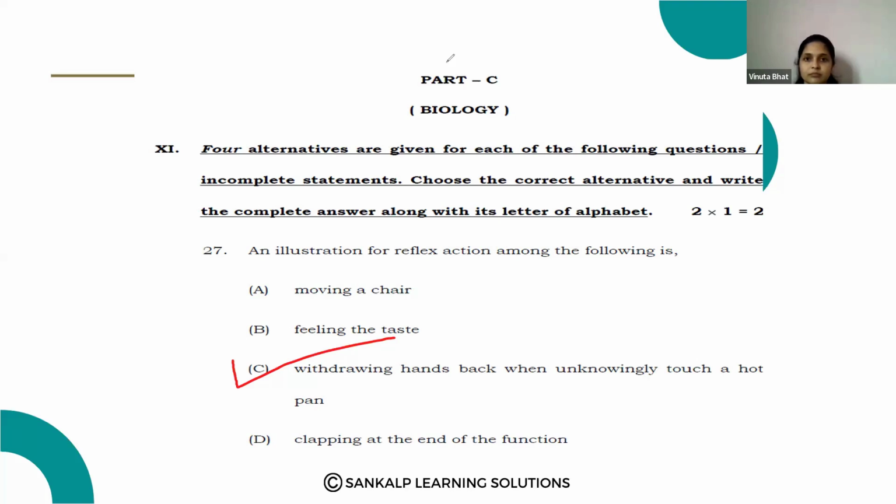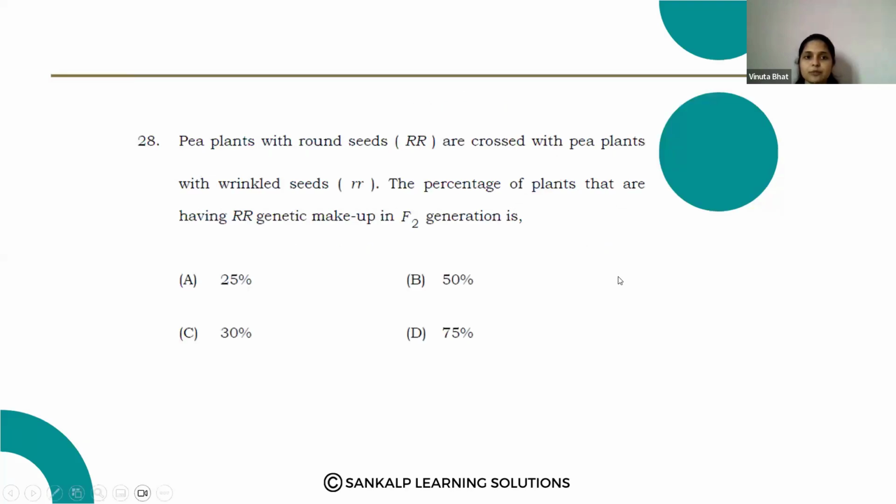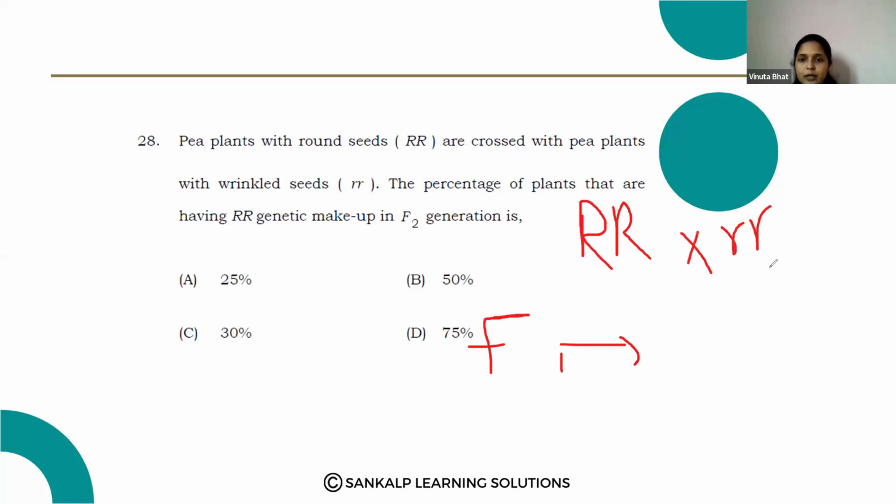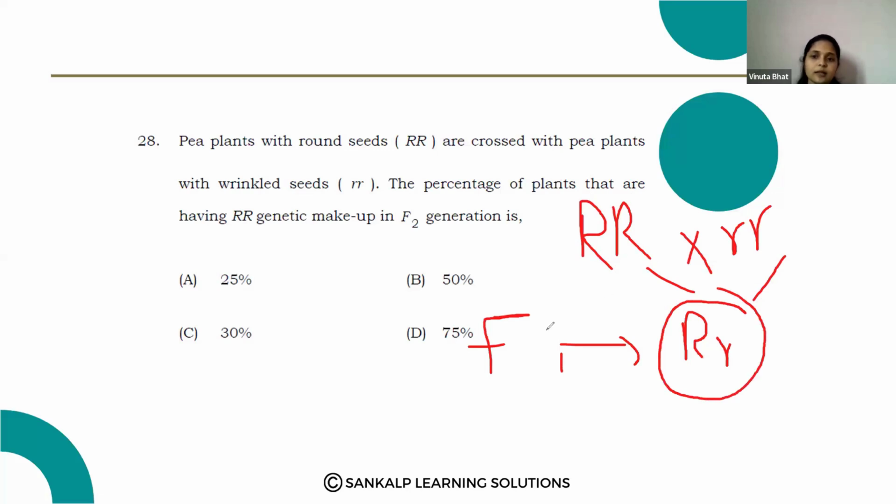Next question. Pea plants with round seeds are crossed with pea plants with wrinkled seeds. The percentage of plants that have the rr genetic makeup in the F2 generation is. So when they are crossed, they are having capital R crossed with small r. Okay, so that is the parental generation. In the F1 generation, all plants have Rr, capital R, small r.